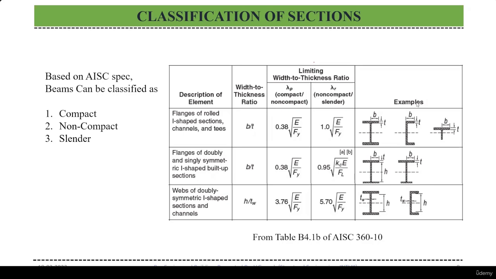Okay, in a compact section the web depth will be less than the flange width. That is the general observation. And the non-compact section will have web depths just above the flange width of the plate, whereas in slender sections they will use longer web depths. Okay, clear? I think.